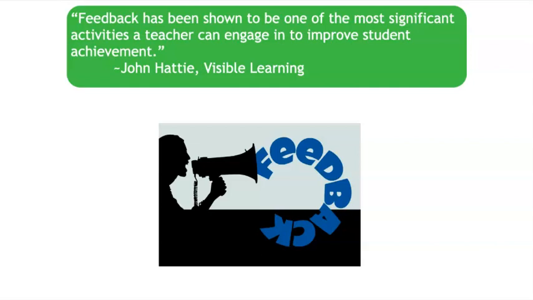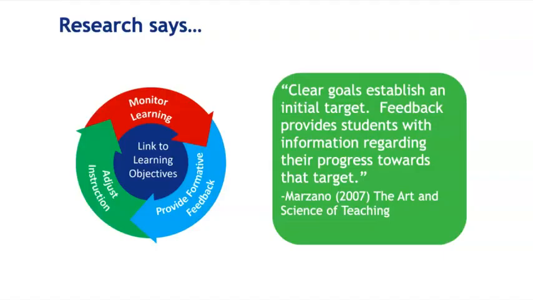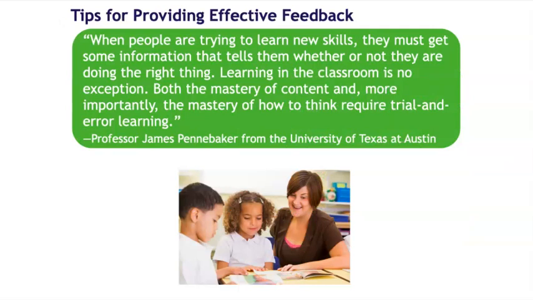We want to prove to our students that we are a trustworthy person who's not going to let them continue thinking about things in a wrong fashion. So how do we do it? Well, research says that if I have clear goals, they give me an initial target, but then feedback is going to give those students information on where they are progressing toward that target. So we watch our students learn, we give them some feedback, we adjust our instruction, and the cycle continues, of course, always linked to our lesson objectives. How do we provide effective feedback? I'm going to give you a moment to read the quote on the screen.